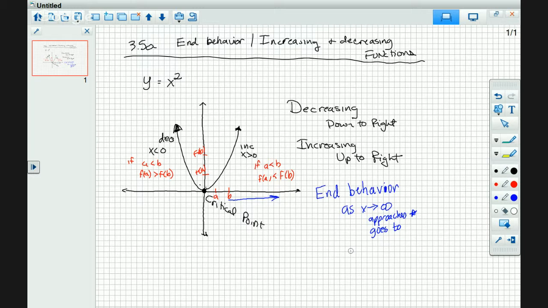What is happening to the y value? Is it going up or down? Up. And that is positive or negative infinity? Positive. So that's all we're doing, is mapping where that thing is going for x.